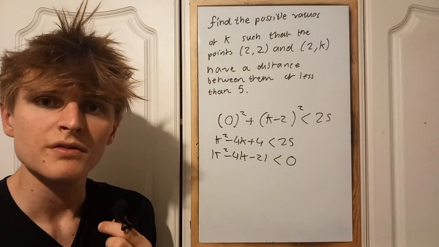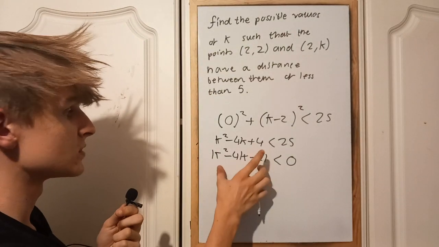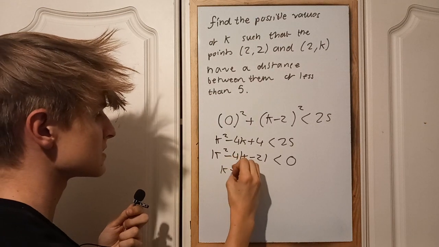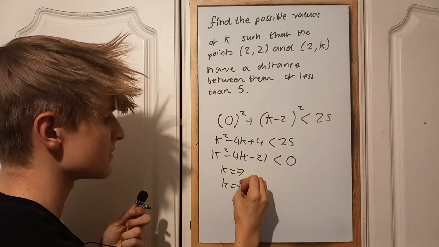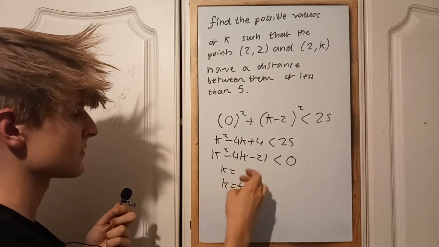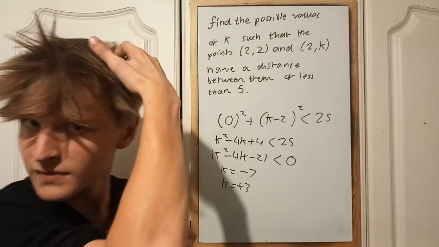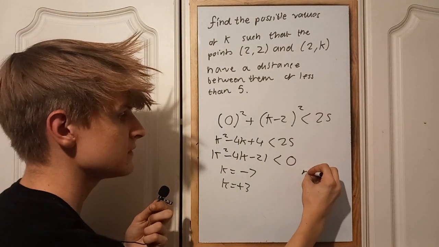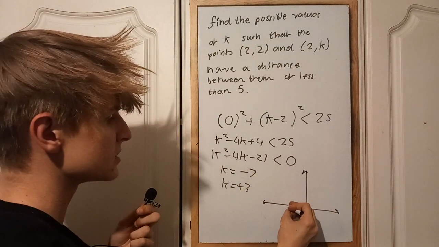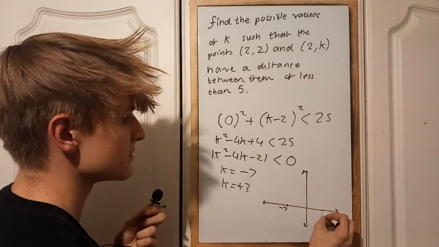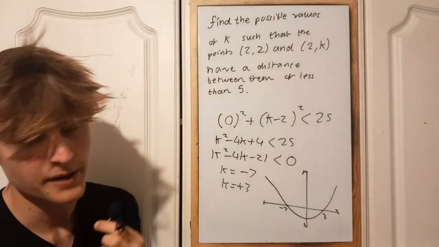Right, so we need to solve this. If you can do a nice bit of factoring here, you can get that the roots of this polynomial are k equals negative 7 and positive 3. And then you can draw a graph of this polynomial, which intercepts the x-axis at negative 7 and 3. Horrible quadratic graph, but yeah.